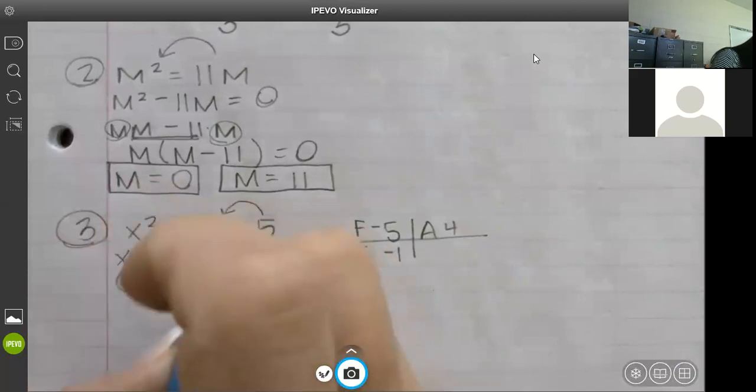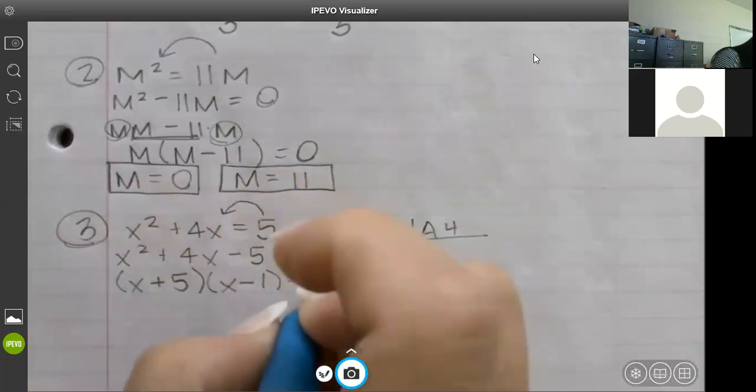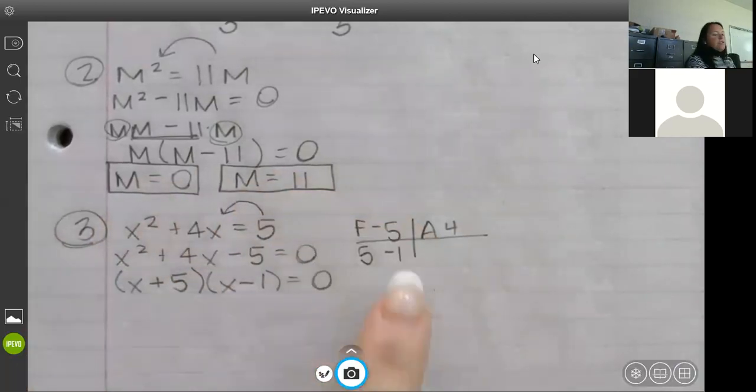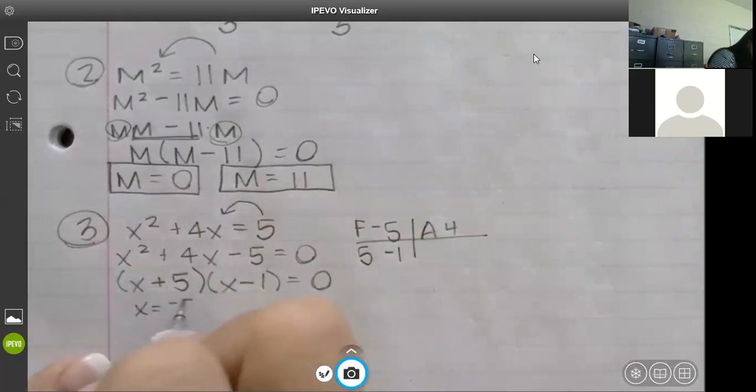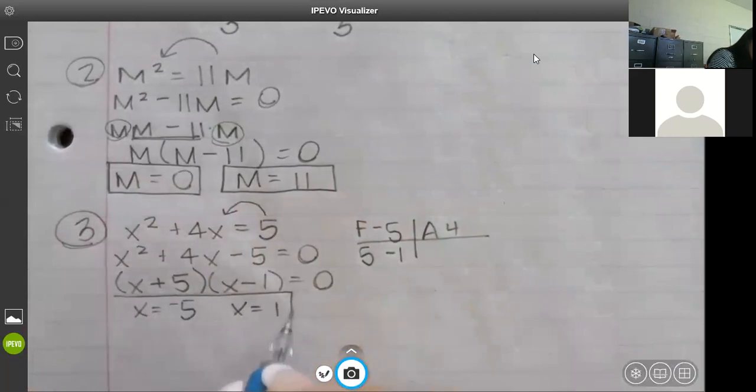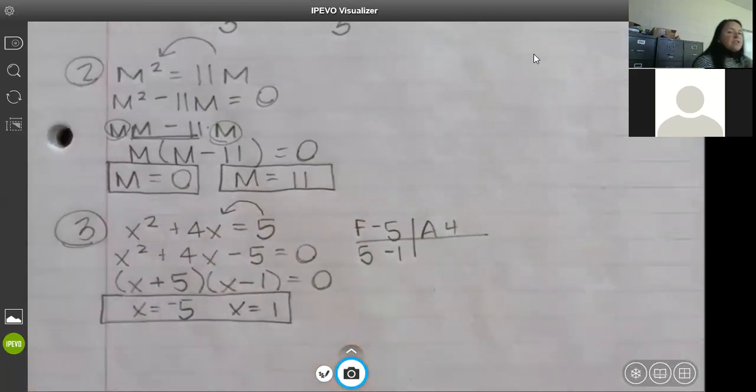Some of you were catching on that you didn't even have to write this part right here. You knew that once you got 5 and negative 1, your answers are going to be the opposite signs. So this first one gives you a negative 5, and the second one gives you a positive 1. So that's cheater method.